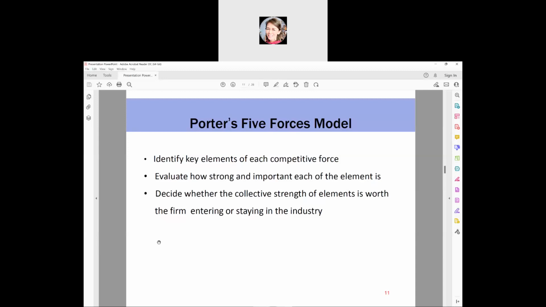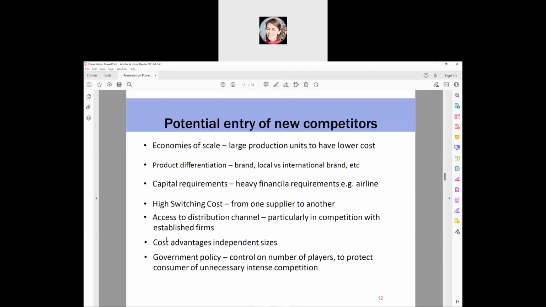All right, I think I have actually pretty much mentioned this earlier on, but just to re-emphasize. Porter's five forces model, what we do in here is to identify key elements that impact the firm, evaluate how strong and important each element is for the firm, and decide whether the element is worth the decision for the firm to enter or stay in the industry or just to do away with it altogether.